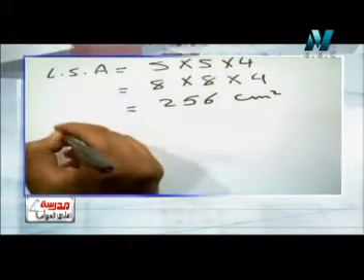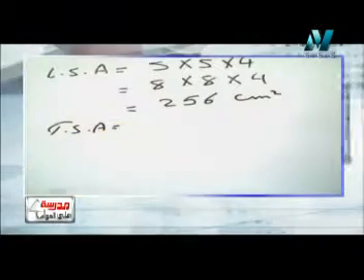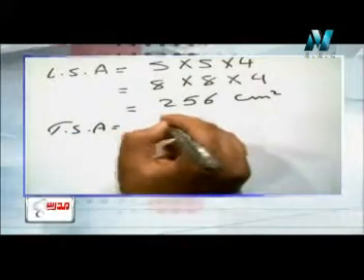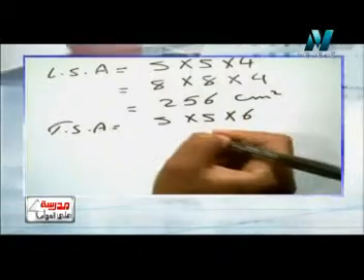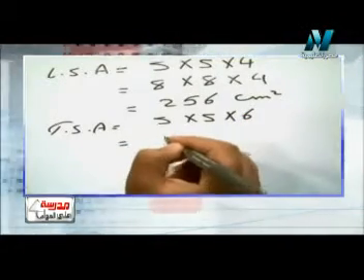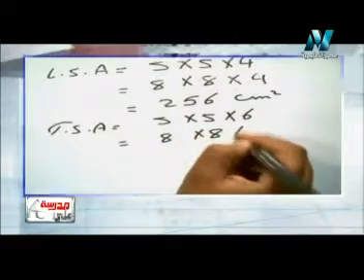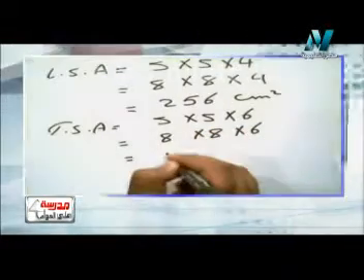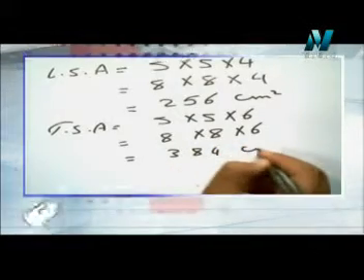To find the total area, total surface area equals side times side times 6, equals 8 times 8 times 6 equals 384 centimeter square. Then to find the lateral and total area of a cube, we must have the side length. In the previous example, he gives me the side length directly in the question. Let's take another question.